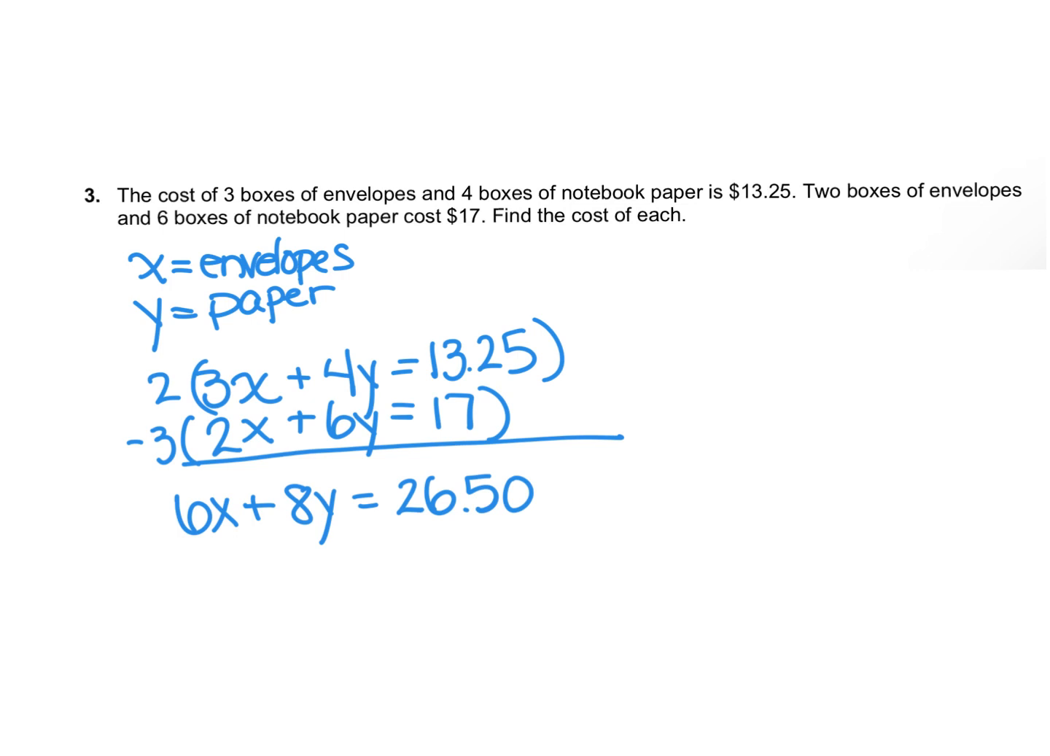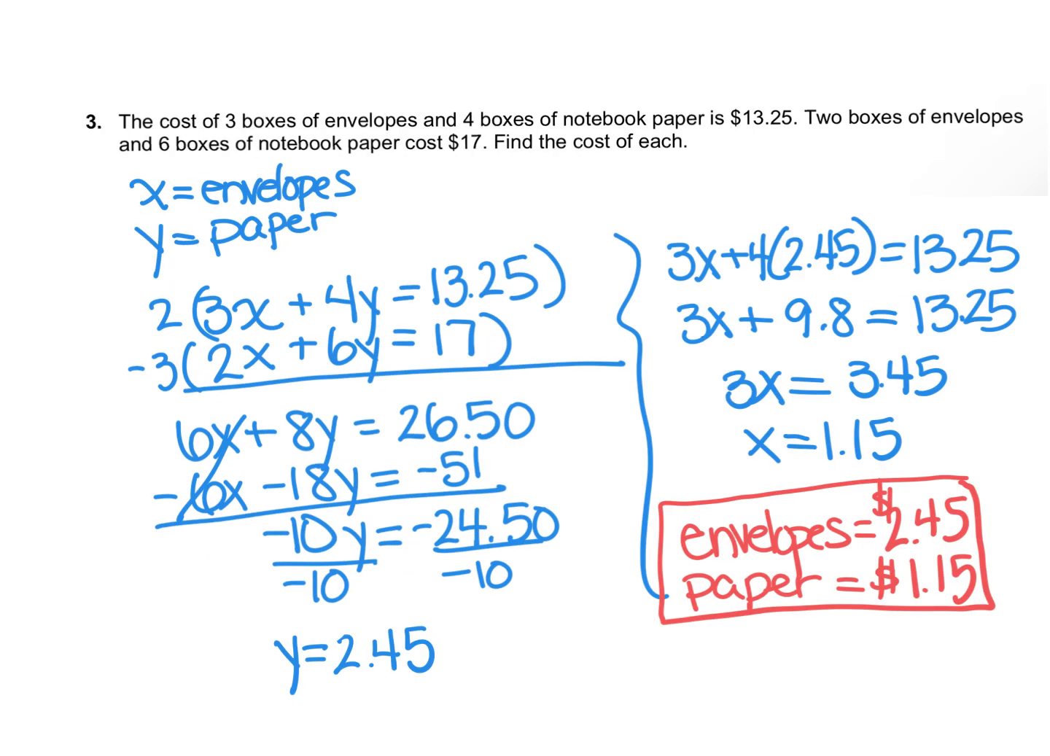And then I'm going to have -6x minus 18y, and that's going to be equal to -51. All right, so the lesson doesn't get so long, I'm going to solve this, so you go ahead and pause the video and continue solving, and then resume to see if we get the same answer.